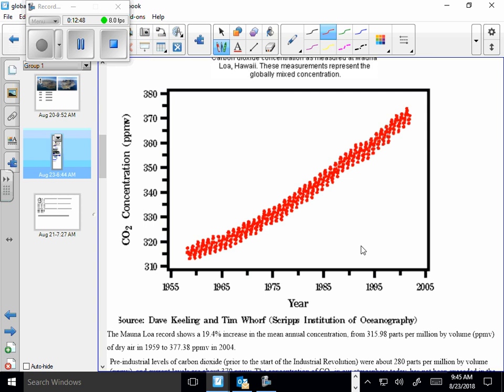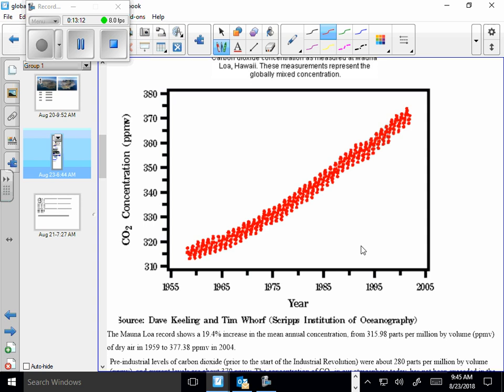This is what? This is Hawaii. I don't know how many seasons they have in Hawaii. I like to think it's 4, but maybe it's always the same in Hawaii. But yeah, they do. So here we see, we're getting almost to 380. In 2004, we were at 377.38.